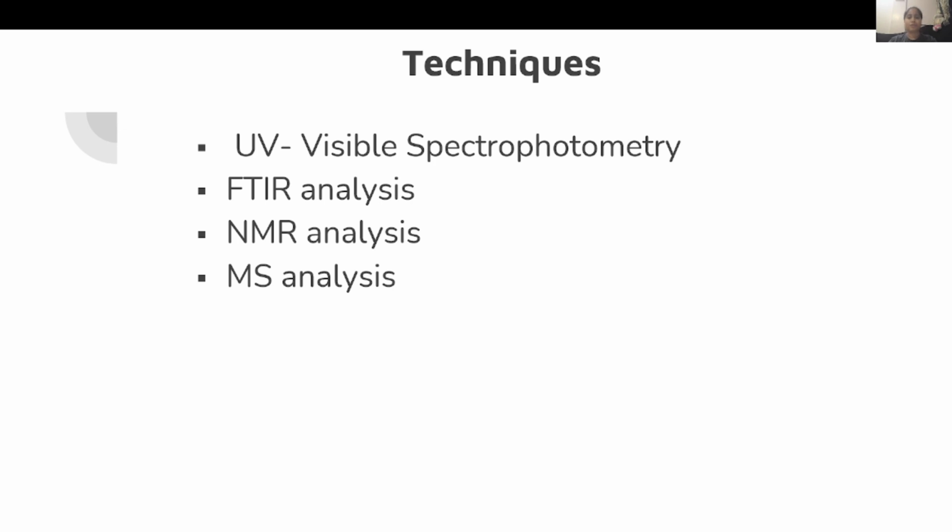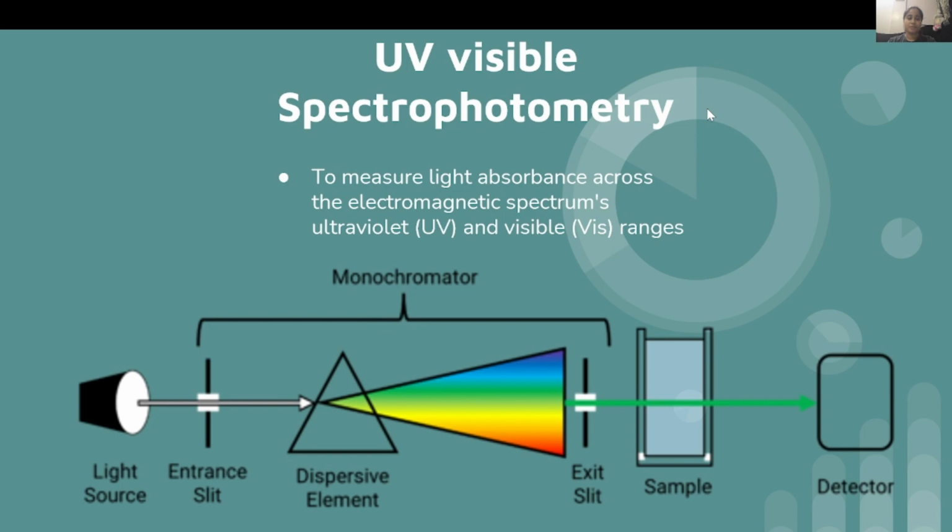Then techniques used for identifying the physical or chemical properties of the compounds are as follows. UV visible spectrophotometry, FTIR analysis, NMR analysis, and MS analysis. UV visible spectrophotometry is based on interaction between light and matter. When light passes through or is absorbed by a molecule, it can cause the molecule to vibrate. The wavelength of light that is most strongly absorbed by a molecule is called absorption maxima. By measuring the absorbance of light at different wavelengths, it is possible to identify and characterize the molecules.